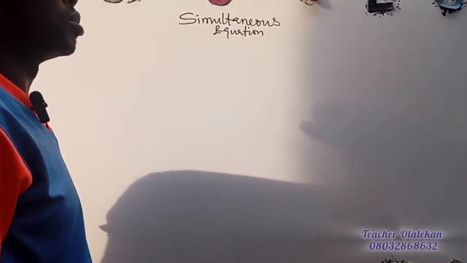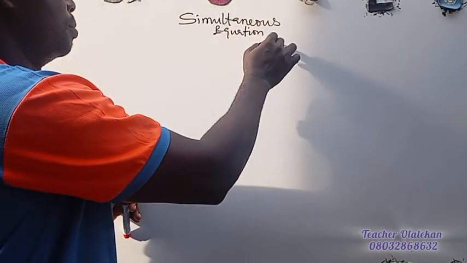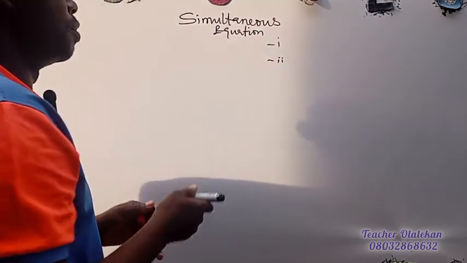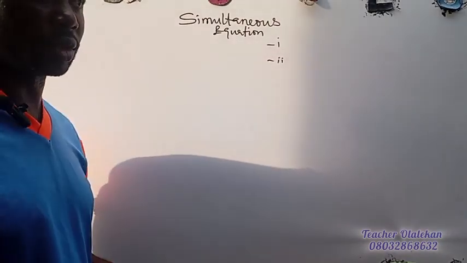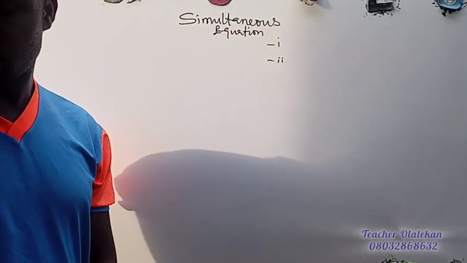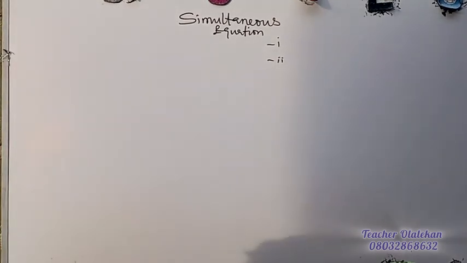In every simultaneous equation, there are going to be two equations, namely equation 1 and equation 2. Let's have one example, and before we delve into the solution, I'm going to show you different ways of solving simultaneous equations. Let's have the first example. Let's copy it from this book.